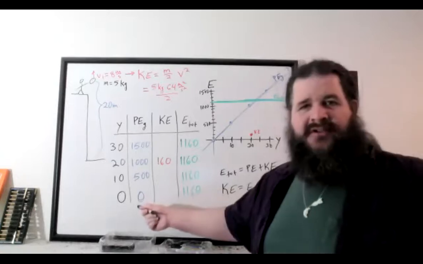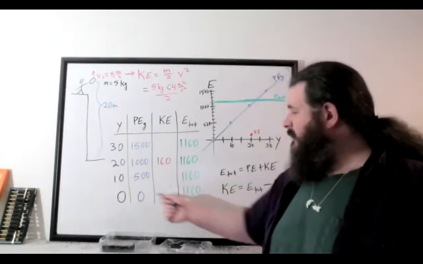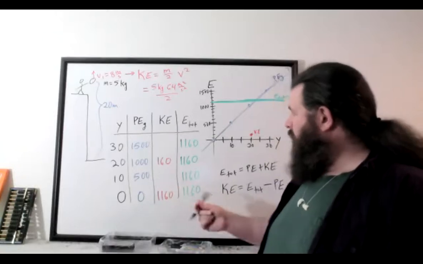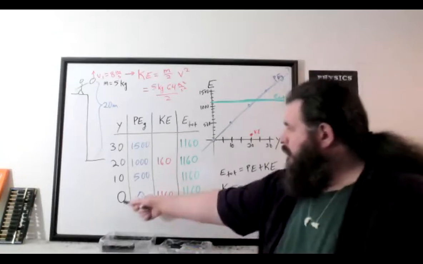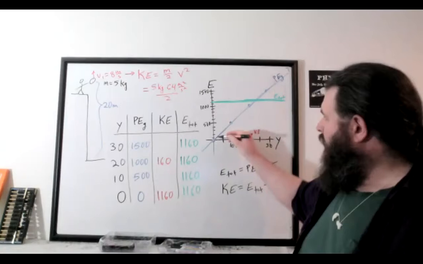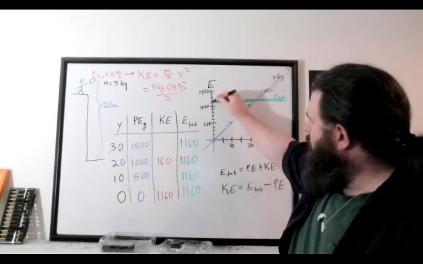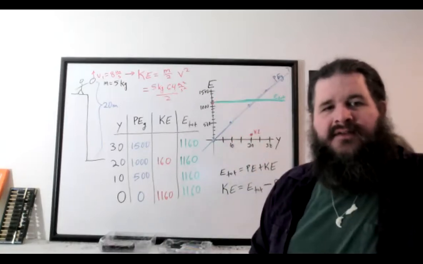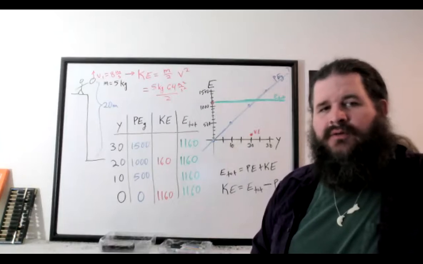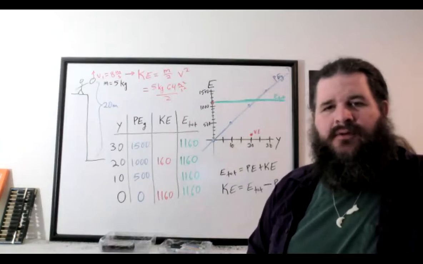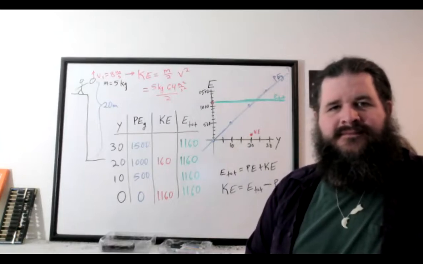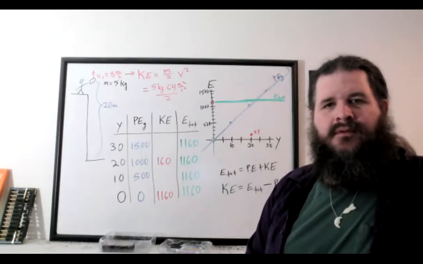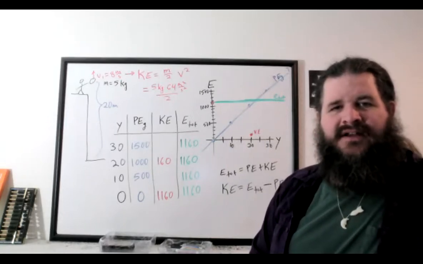E total minus potential energy, 1160 minus 0, 1160. So we can plot that on the graph. When y is 0, kinetic energy is 1160. And by the way, what could you then calculate? If you know the kinetic energy, you can sort of reverse the usual formula and solve for what? What's the indicator for kinetic energy?